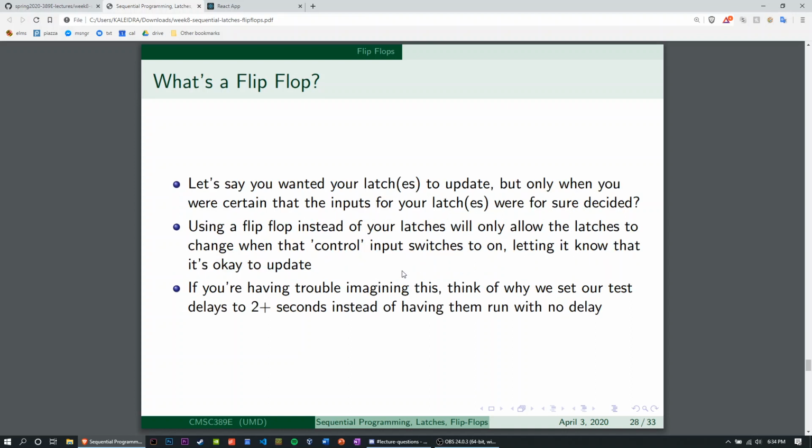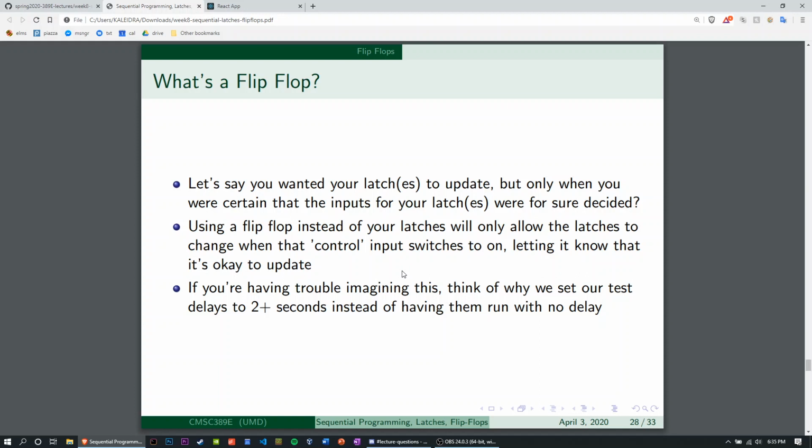Let's say you wanted your latches to update, but only when you were certain that the inputs for your latches were for sure decided, right? Using a flip-flop instead of your latches will only allow the latches to change when that control input switches on, right? Because think about it, there's a delay between when you send that input signal from the S or the R input, and when the latch will actually flip over to producing its corresponding Q or Q bar value, right?